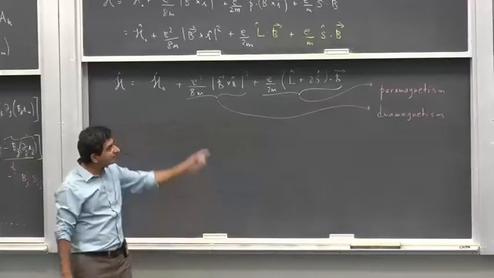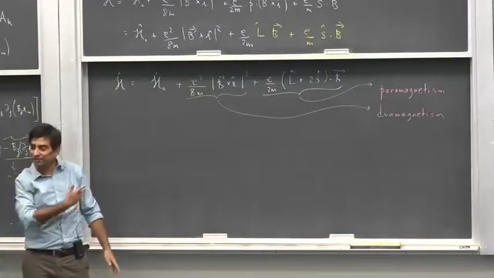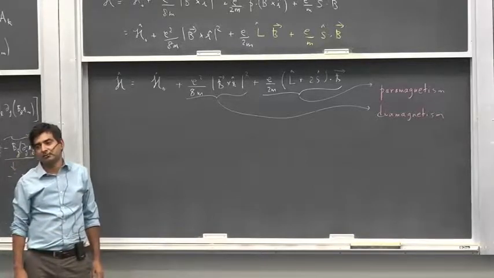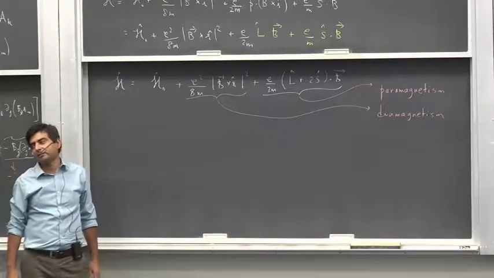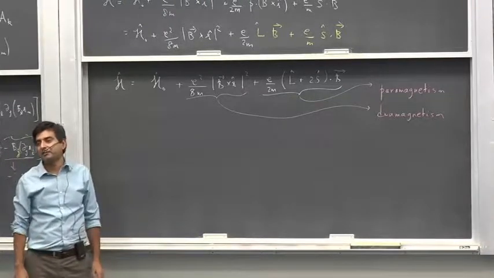And if you want to see this effect in a solid, you really have to switch off other effects because this is such a small effect. Okay, so everything is diamagnetic, and if it's not paramagnetic, the diamagnetic effects can be rendered visible.